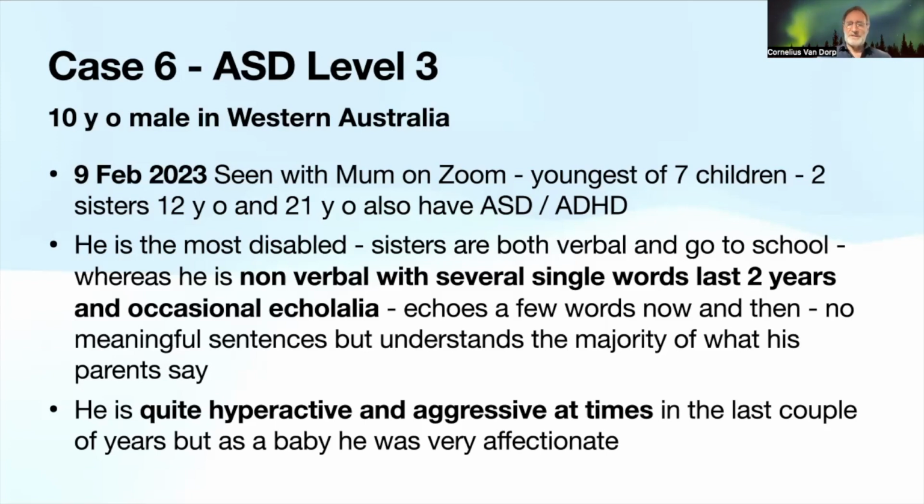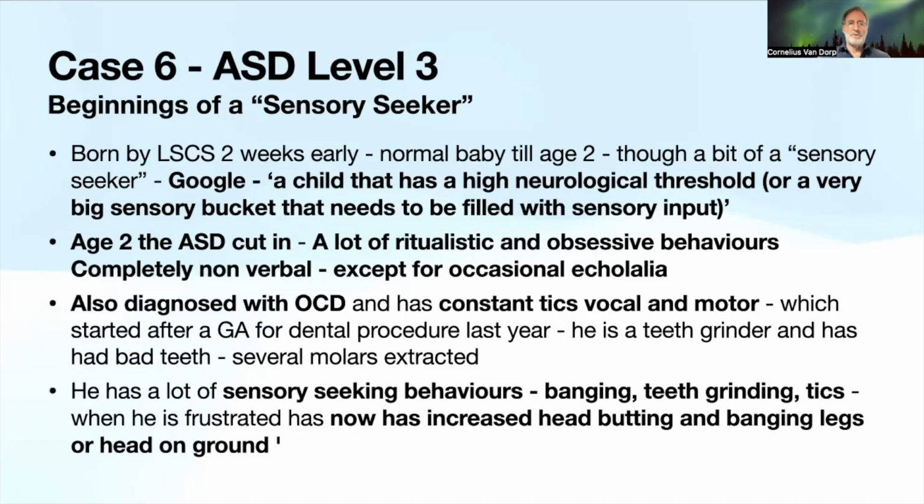Quite hyperactive and aggressive at times. Born by a cesarean again, and mum said he's a sensory seeker. Google that: a child that has a high neurological threshold or a very big sensory bucket that needs to be filled with sensory input. At age 2, the ASD cut in, a lot of ritualistic and obsessive behaviors, completely non-verbal.